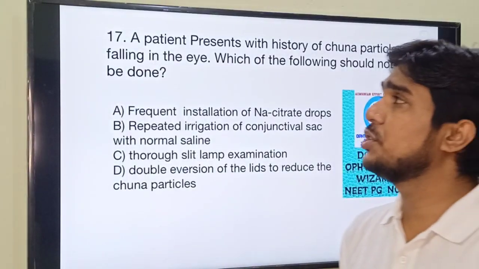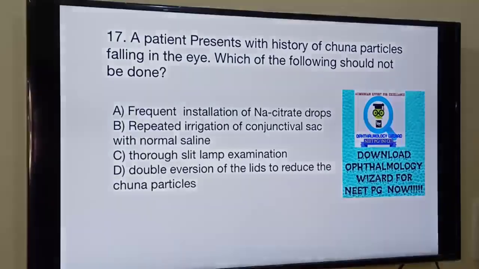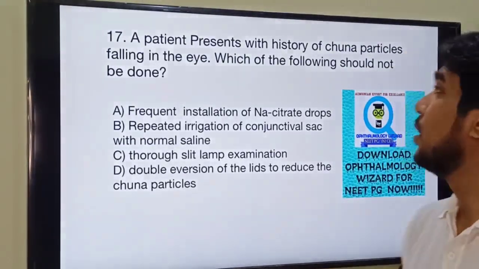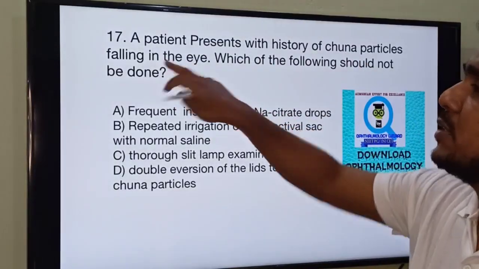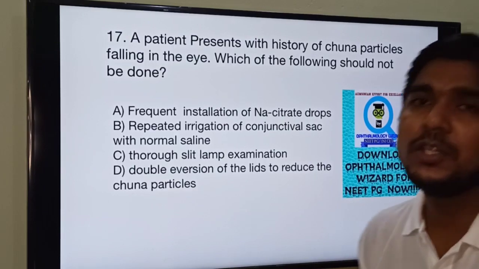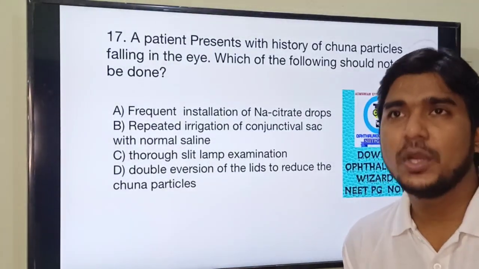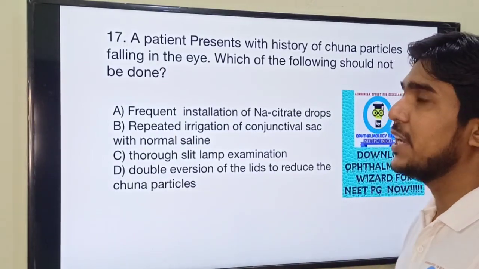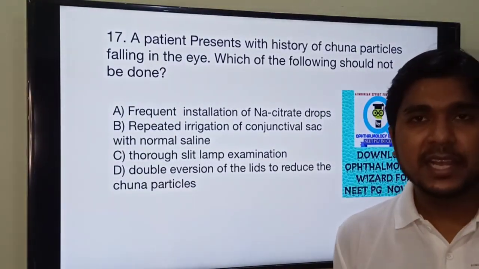Now coming to question number 17. A patient presents with a history of tuna particles falling in the eye. It is a chemical injury. What should not be done? Usually they ask what should be done, but here they have asked what should not be done. It's an emergency. Tuna particle is an alkali.